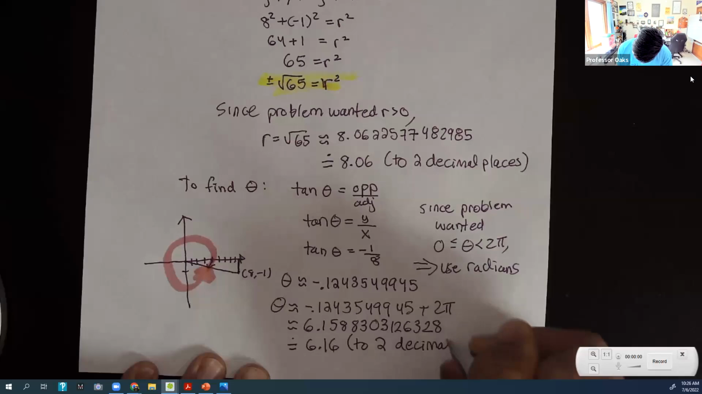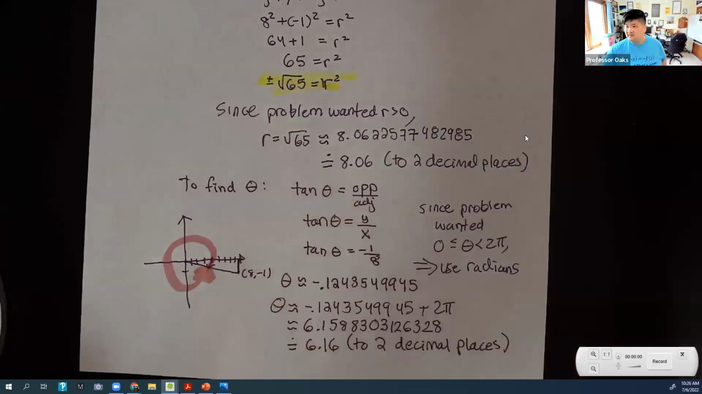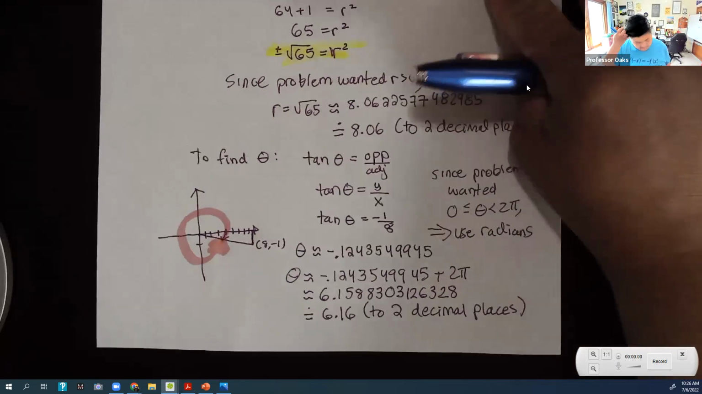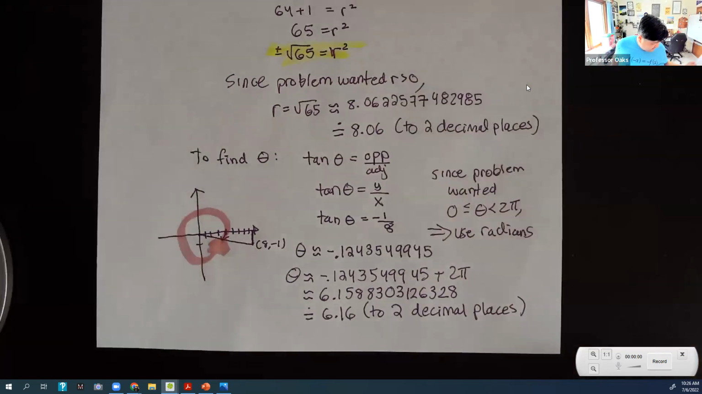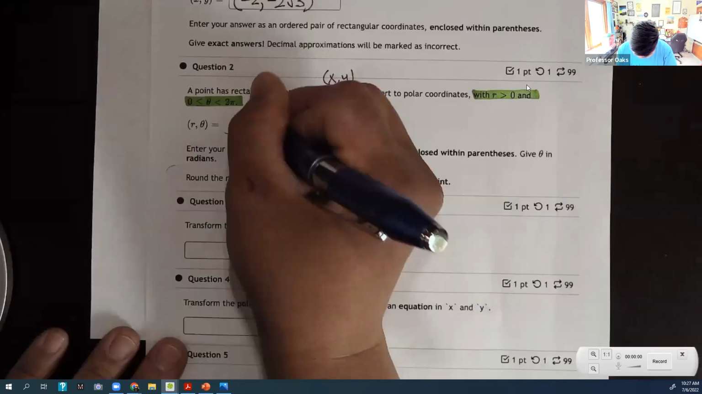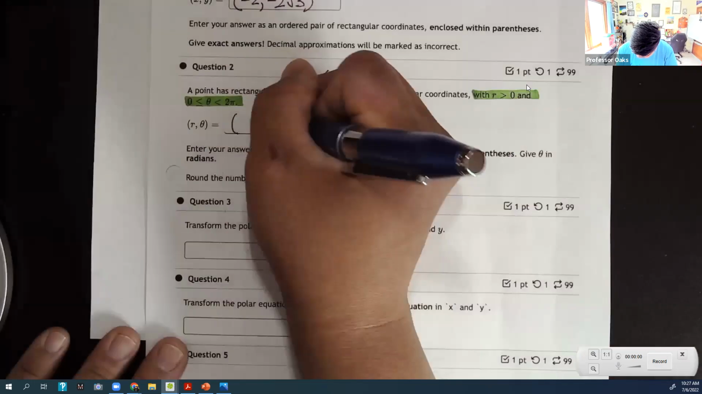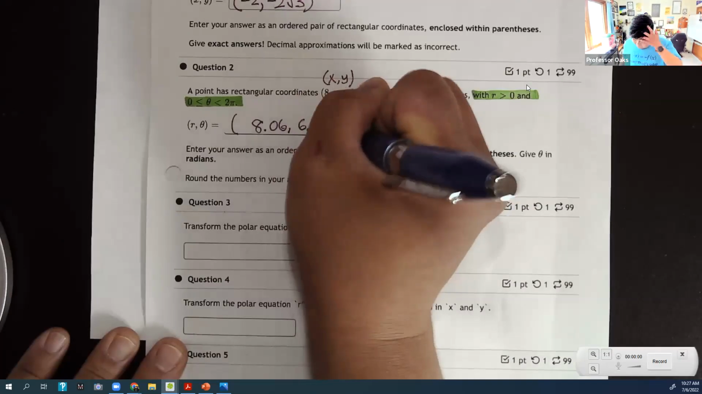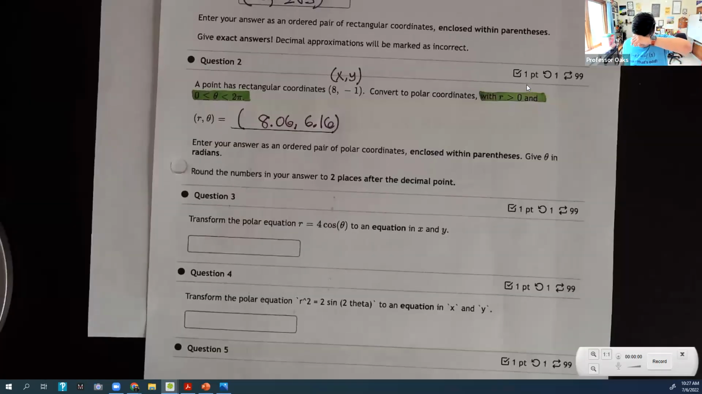So I don't think that this is too bad, it's just using the formulas in a different type of way. Do you have any questions? Okay, so if it is here, I would just write it as 8.06 and then 6.16. So that is that.